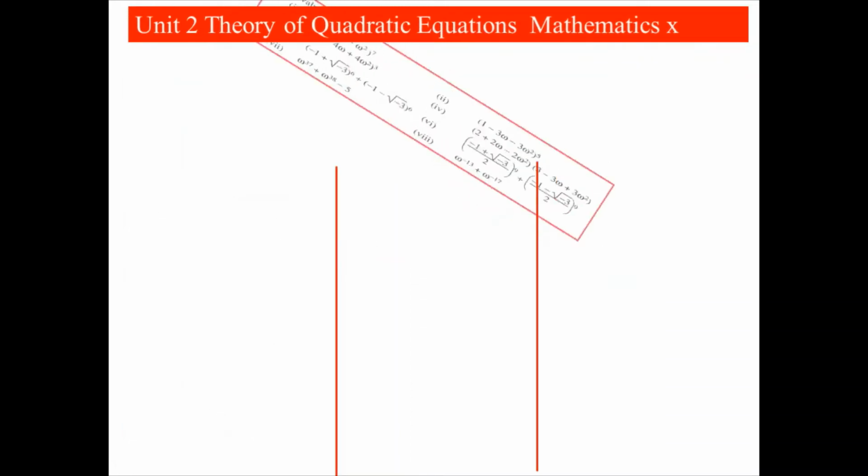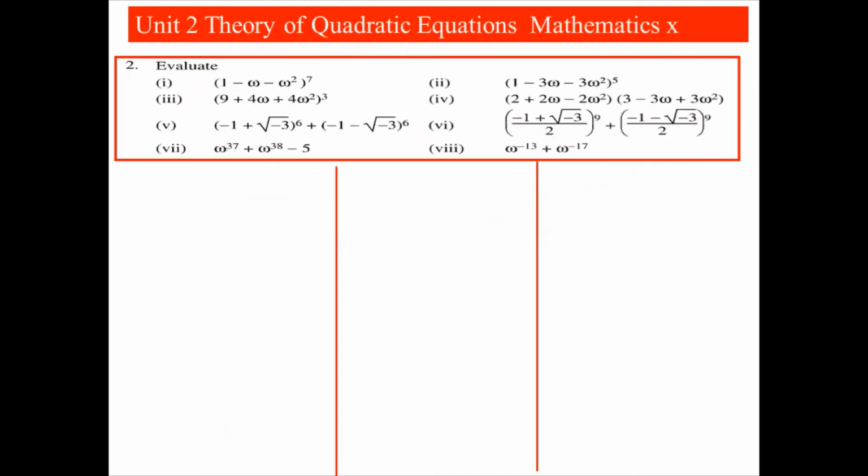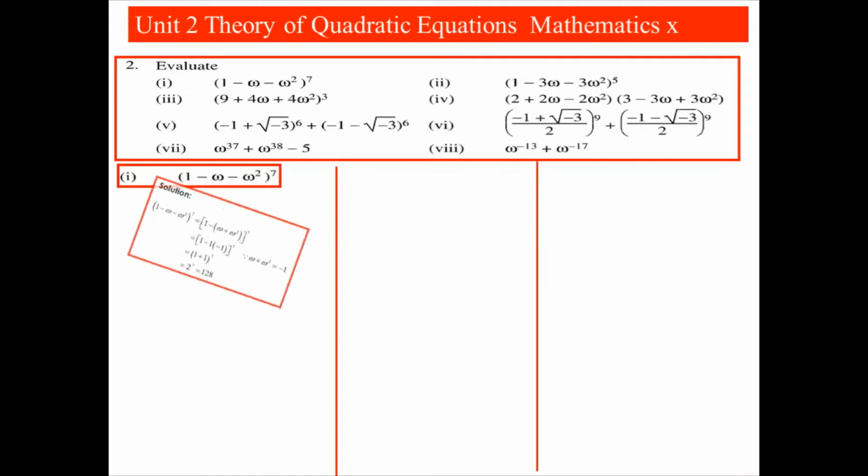Question 2. Evaluate part 1: within bracket, 1 minus omega square, whole raised to power 7. So we have to simplify by using the properties of cube root of unity. First, the property we proved, that the sum of the cube roots of unity is 0. So it means 1 plus omega plus omega square is equal to 0.